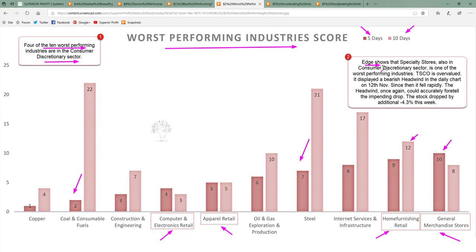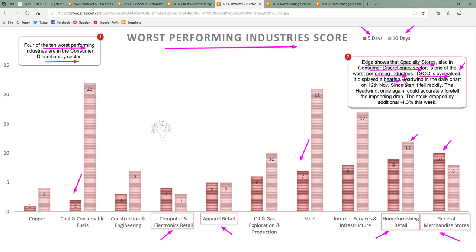QH shows that specialty stores, also related to retail, also in consumer discretionary sector, is one of the worst performing industries. In this industry, TSCO is overvalued. You have a weak industry and a stock that is overvalued, you are going to look for shorting opportunities there.